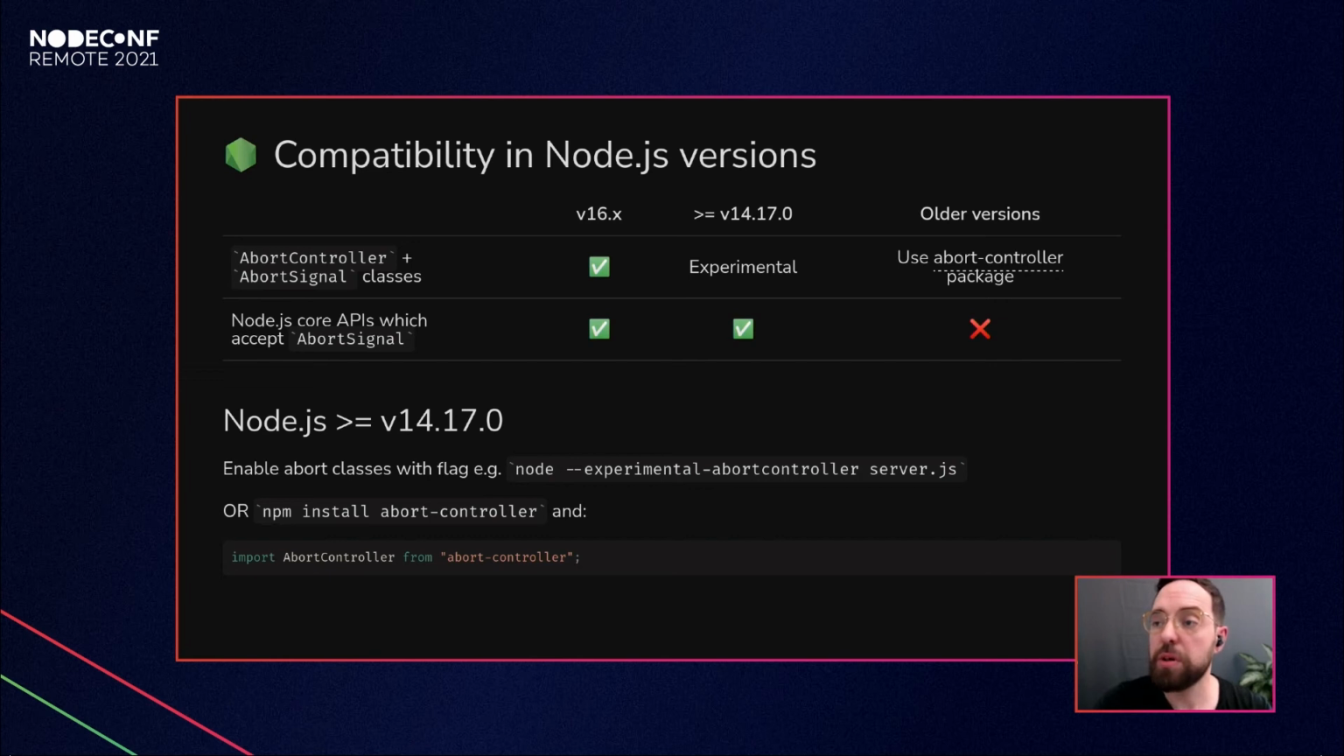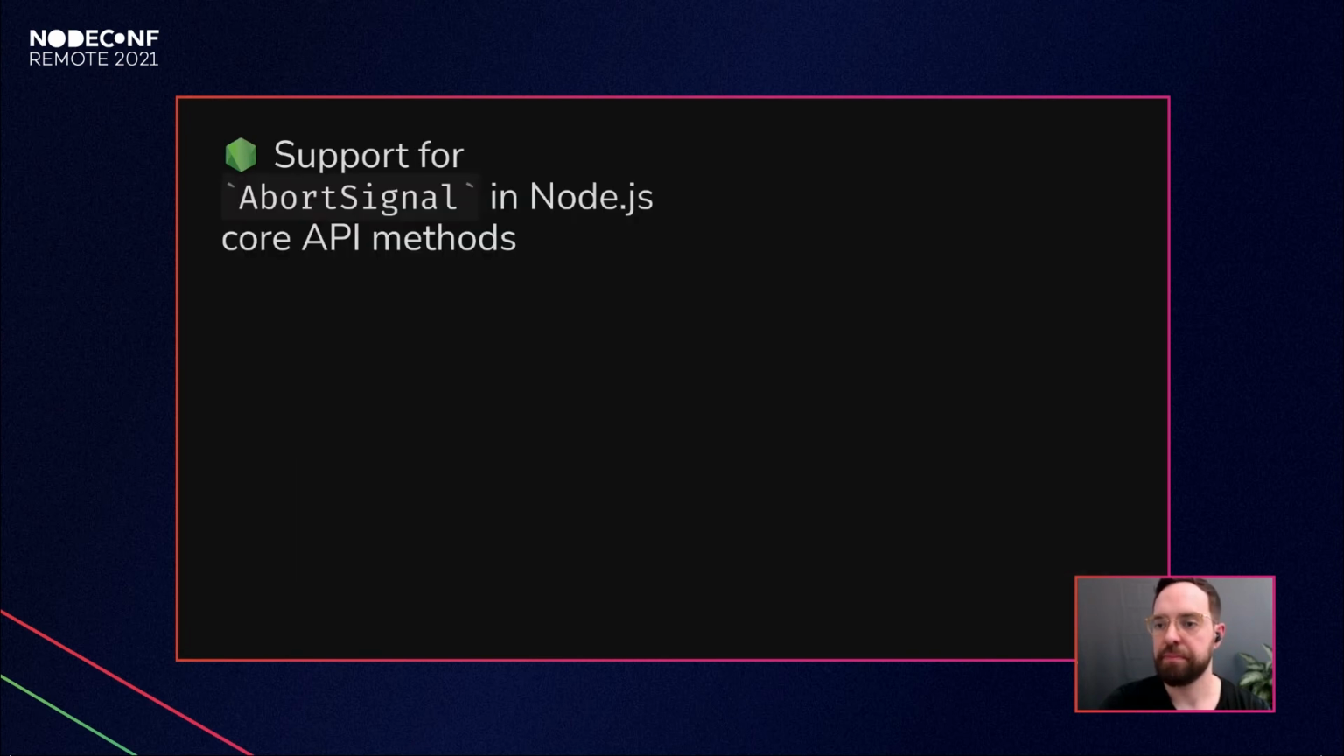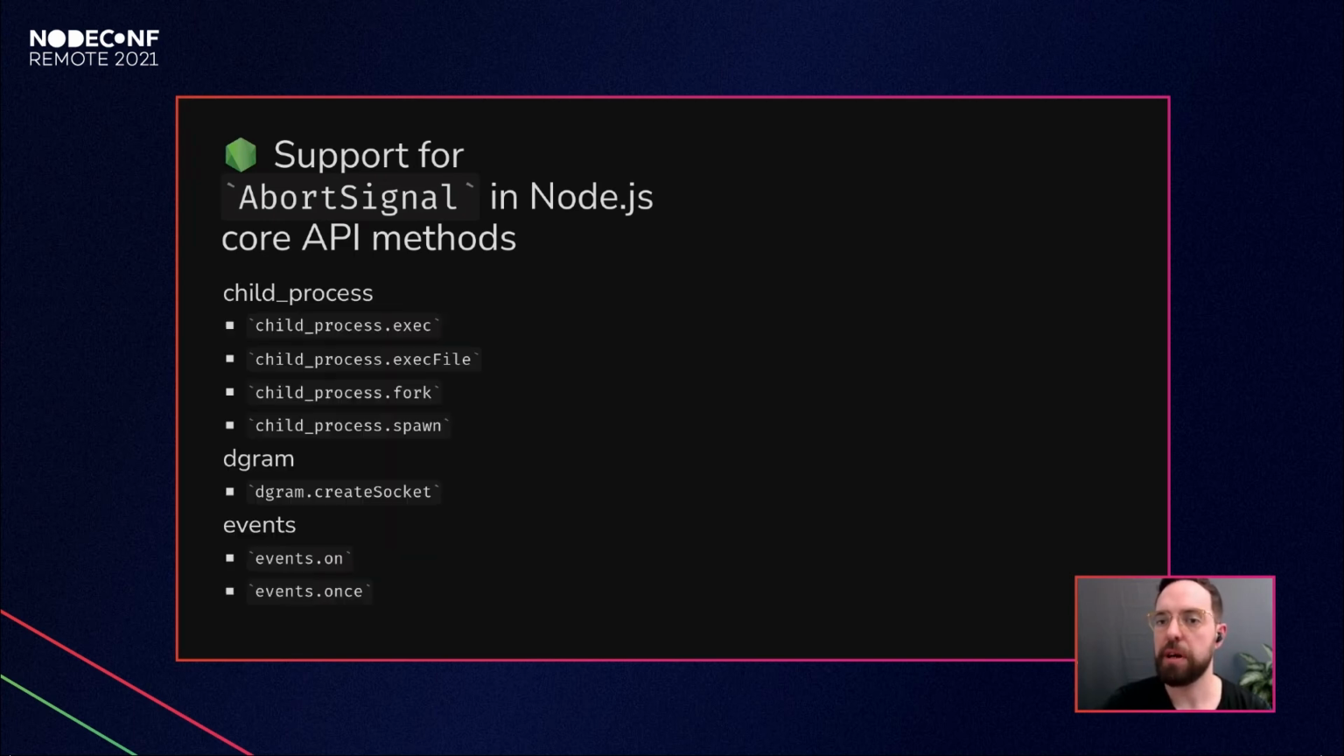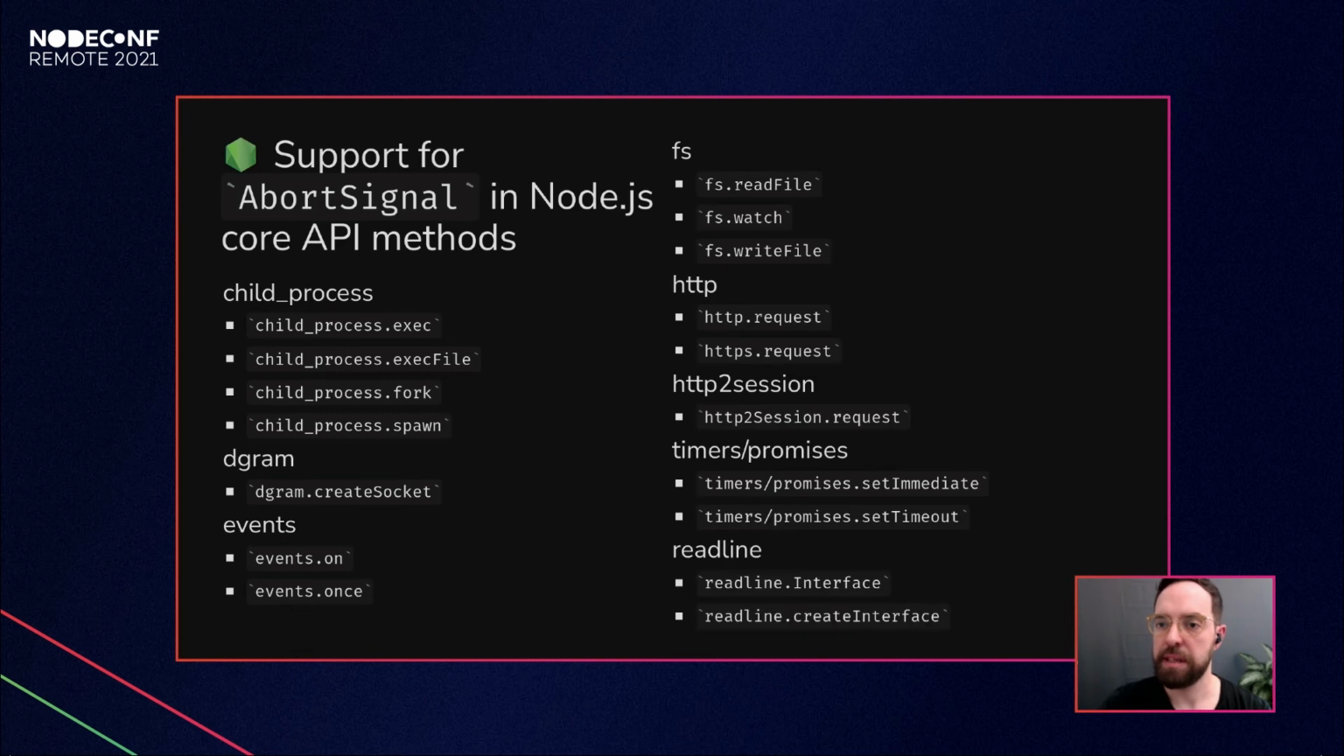If you're using an older version of Node.js, you can import the AbortController package, but you just won't get the benefit of core support for abort signals. You'll need to rely on the libraries that you're using supporting abort signal. And this carries us on to support for abort signal and the core methods. So there are a number of core methods in Node.js which already have support, thanks to the fantastic Node.js contributors.